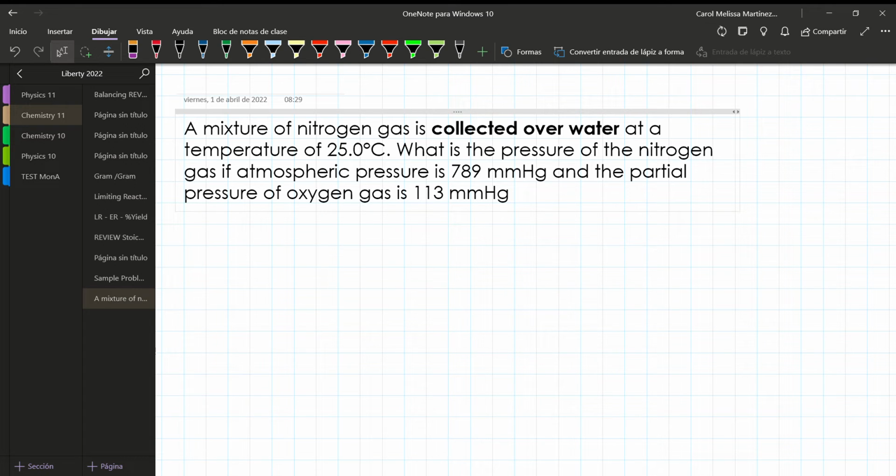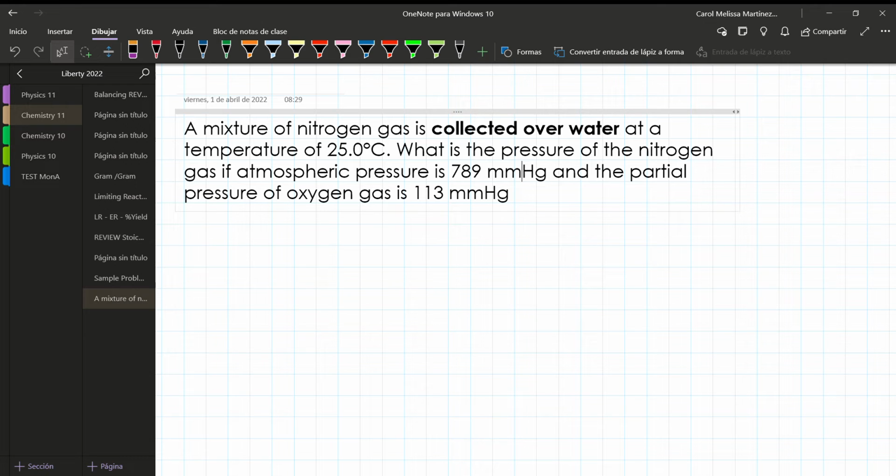So, we're going to have two different kinds of exercises for partial pressure. One that is going to be like these ones that are collected over water. When that occurs, you need to know that it's about a vapor. Okay, that is collected over water means water vapor. So water vapor is going to be one more gas in the mixture.